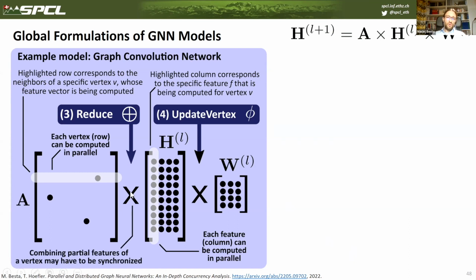However, once we combine A with H, we need to synchronize, because once we have partial feature scores for a given vertex, we need to sum them up. And at this moment, we need to conduct some synchronization, which is really our log D bottleneck, our logarithmic bottleneck in the depth of the reduce function that we have in the local formulation.